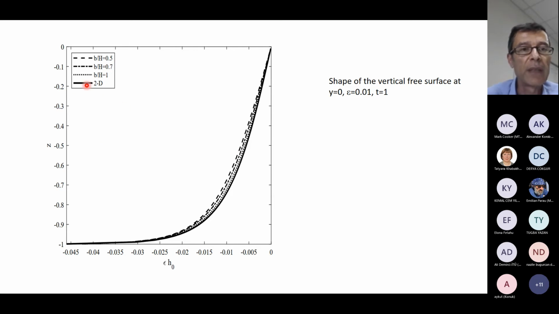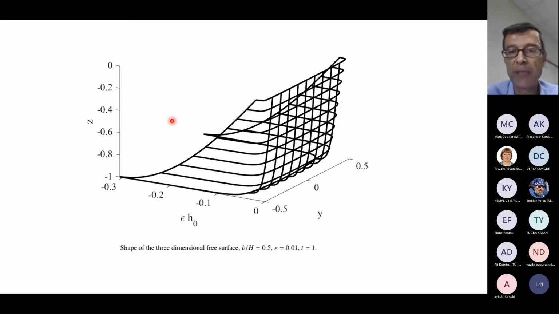So first we want to investigate the effects of three-dimensionality here. Now the solid line, okay, this is the shape of the vertical free surface, the finite region, initially vertical free surface. The solid line is the two-dimensional result. Now, as B over H gets larger, we should be getting closer to the two-dimensional result, and this is what happens here. And this is the three-dimensional free surface. So the flow is from this direction. Just a three-dimensional view.